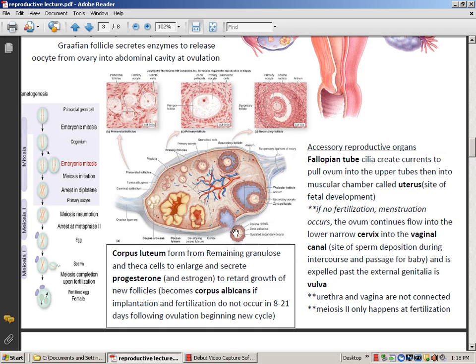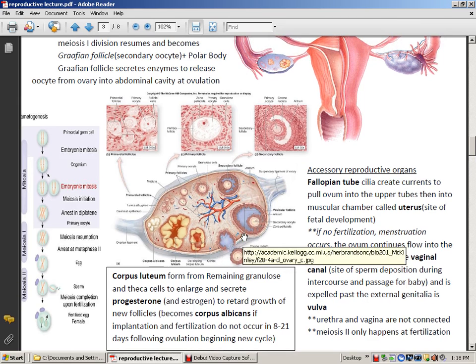Okay, so there's day 14. You can see this egg is basically like a little volcanic explosion. All that water built up behind it pops and gushes out, and it blasts the egg out. Where's the egg at right now? Is it in the fallopian tube?